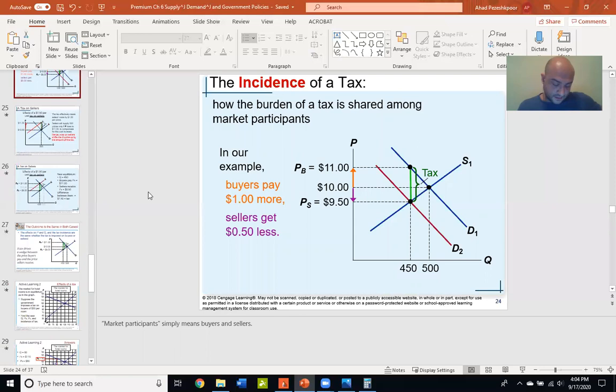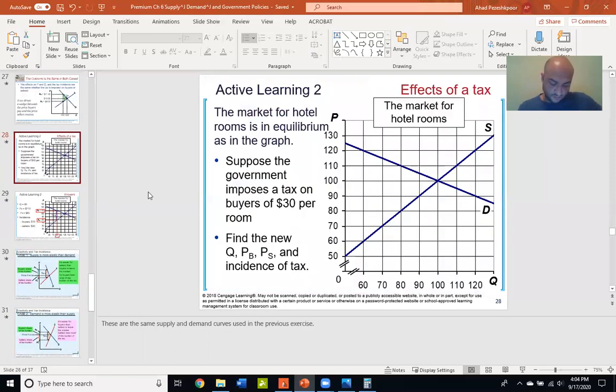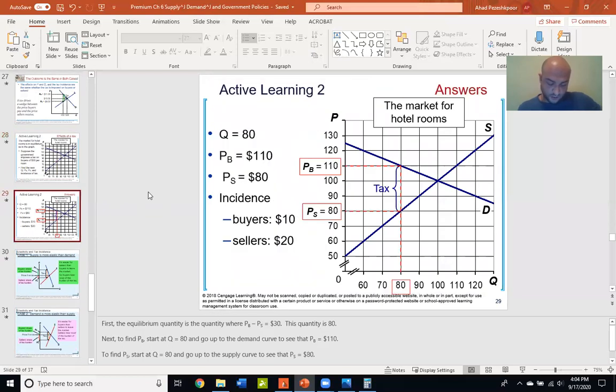So practice on this and make sure you can solve this question. Find a new equilibrium point, find a new situation in the market, and see you next time.